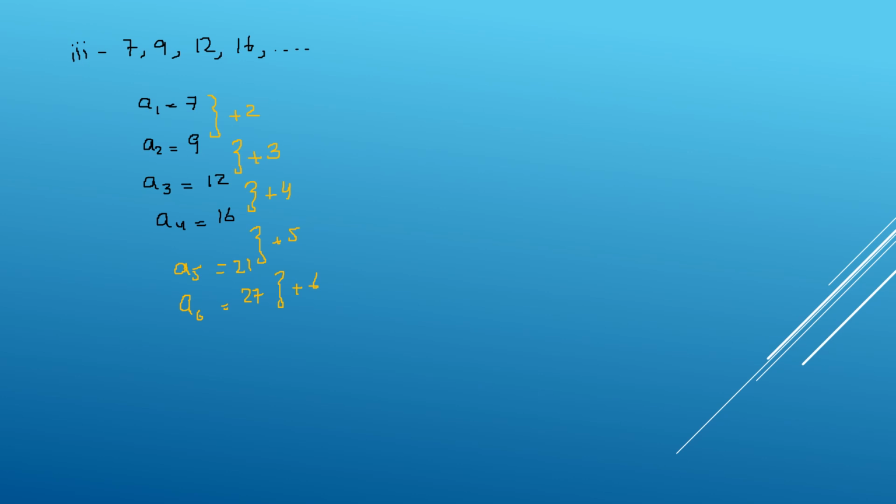So we can think of a_n. Actually, we are adding n to the previous one, that is a_(n-1) plus n, but a_1 is given, which is 7. So this sequence can be represented by this formula with this initial term, which is a_1 equals 7.